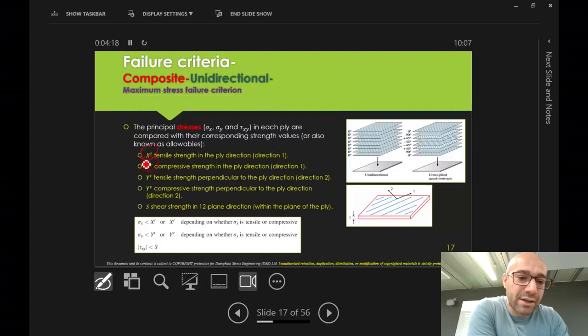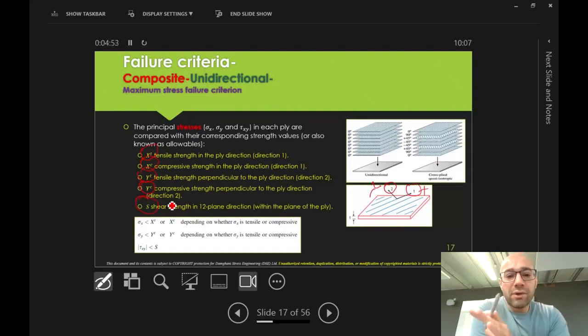XC represents the strength of the ply in compression in direction 1. So this is direction 1, or you could call it X. This is direction 2, or you could call it Y. And respectively, YT and YC represent the tensile strength and compressive strength in direction 2. Is that clear? And S is the shear strength of the ply.